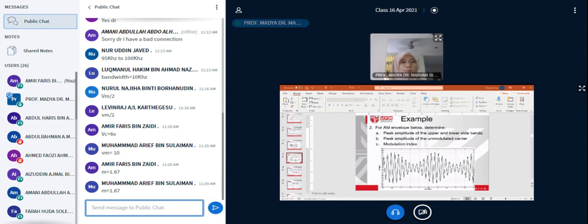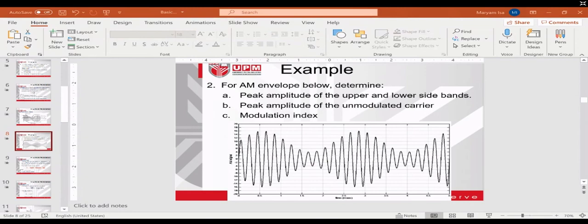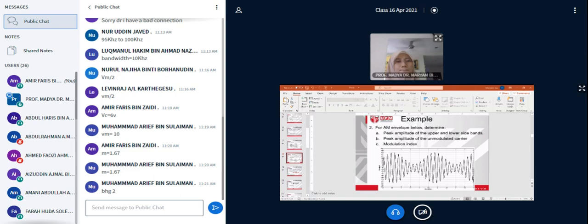Okay, can we have the answer? Faris, we go one by one first. All right, the amplitude, the 2A, anyone? Fahmi, you want to answer that? Okay, 2A, VM over 2, which one, Arif? Because we want to know the amplitude for the upper sideband and the lower sideband. Arif, do you want to correct that? The sideband, that is VM, but the sideband is?